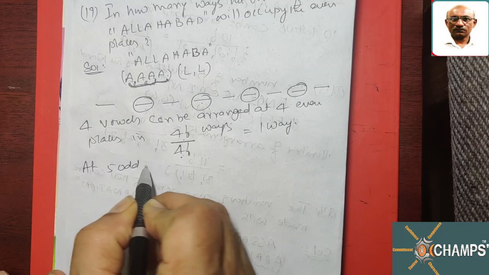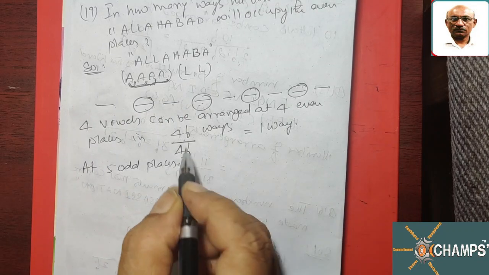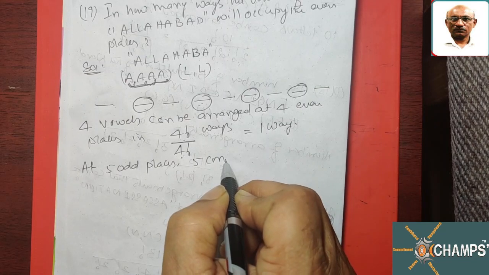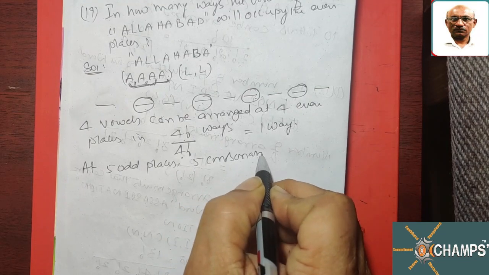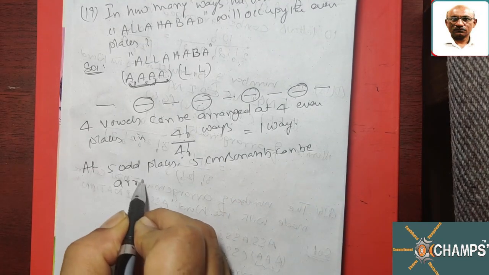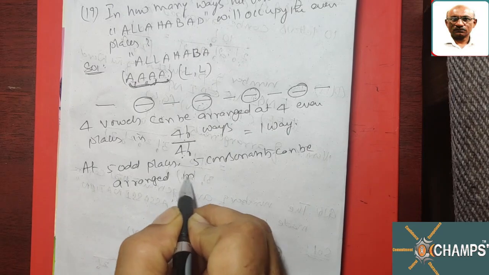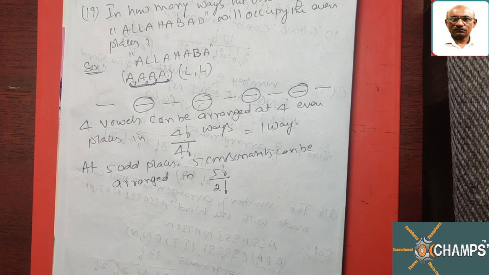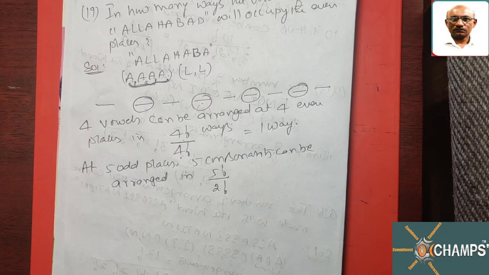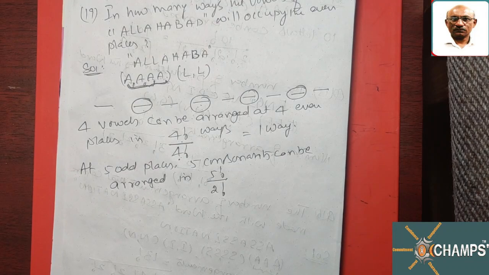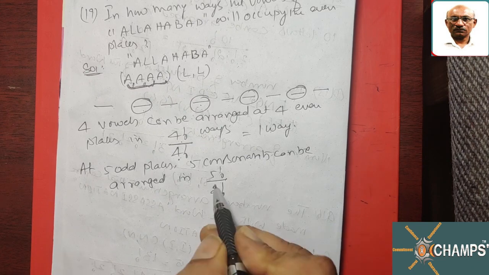At 5 odd places, 5 consonants can be arranged in 5 factorial by 2 factorial. Why 2 factorial in the denominator? Because one consonant L is repeated. Therefore, it is 5 factorial by 2 factorial.